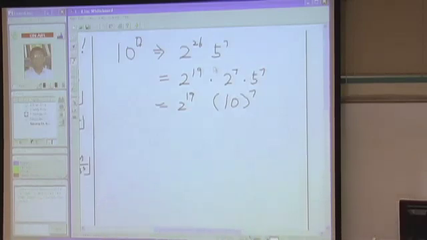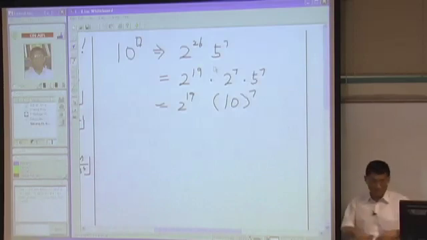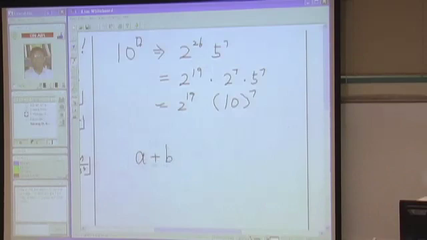Unless you have a question, I will cover theoretical things. The floor function satisfies this thing: the floor of A plus B is greater than or equal to the floor of A plus the floor of B.